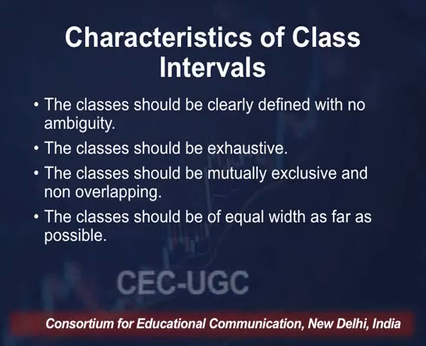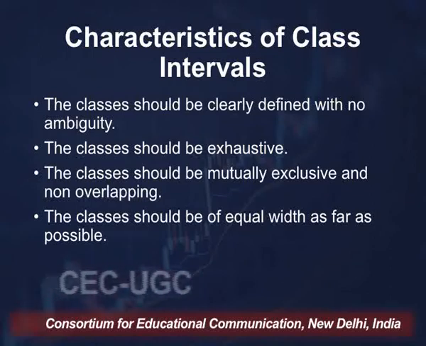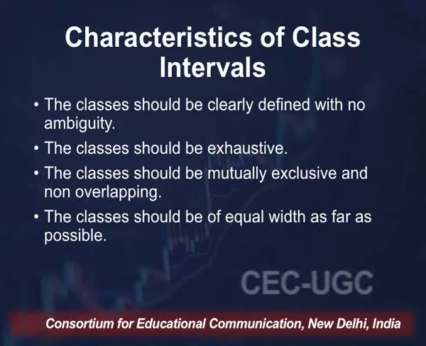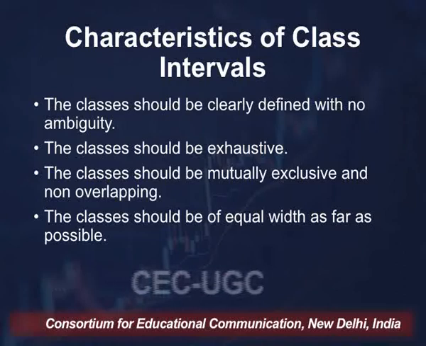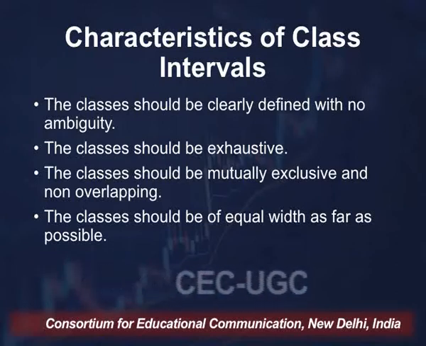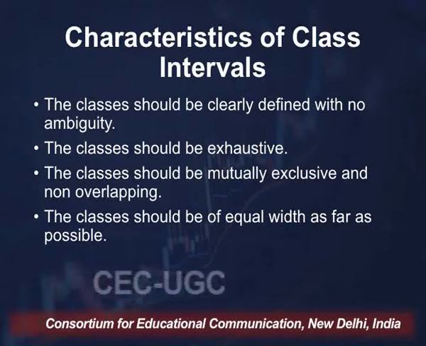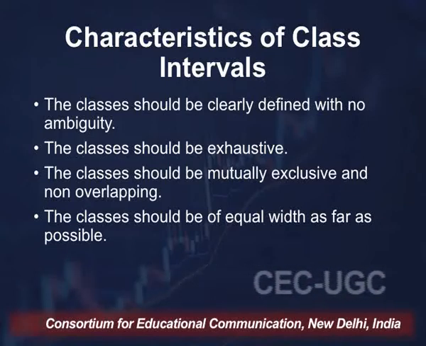Then the class intervals should be exhaustive. That means they should cover the entire range of data. There should be no data point which is excluded if you construct these class intervals. All the data points can be associated with one or the other of the class intervals. Then these class intervals should be mutually exclusive and non-overlapping. Very important. You cannot have the same observation going into two different class intervals. One observation can go into only one of the class intervals. So the class intervals need to be non-overlapping, and the classes should be of equal width as far as possible.